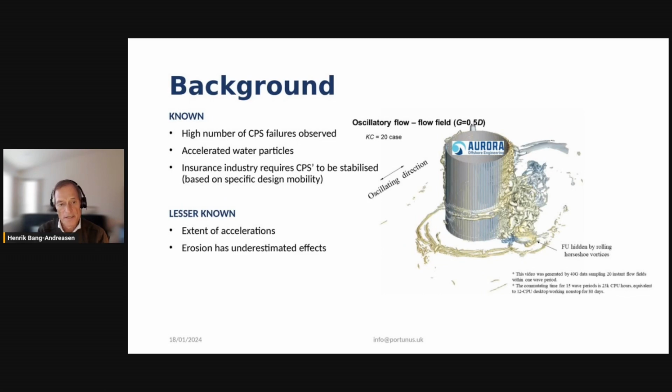hypermobility on the seabed. Of the lesser known things is the extent of these accelerations and the extent these accelerations actually have on the erosions around the foundations, both on monopiles and global scouring around both monopiles and jackets. As you can see in the illustration here on the right-hand side, you see these horseshoe vortices, rolling horseshoe vortices that are being driven by the waves around the foundations.